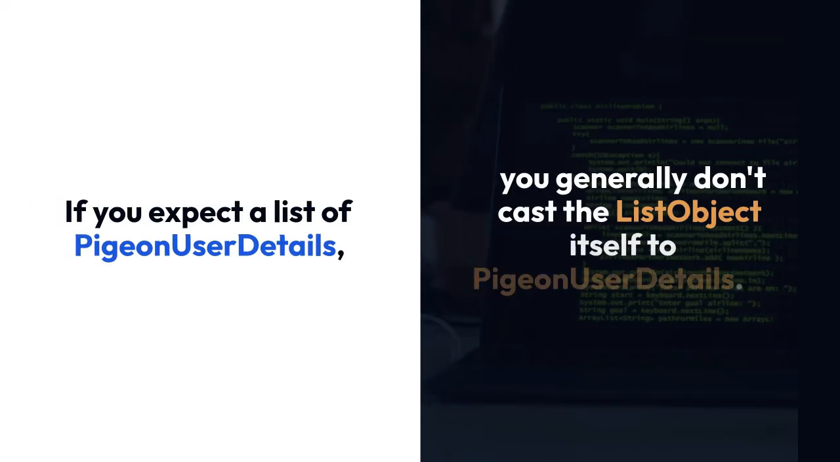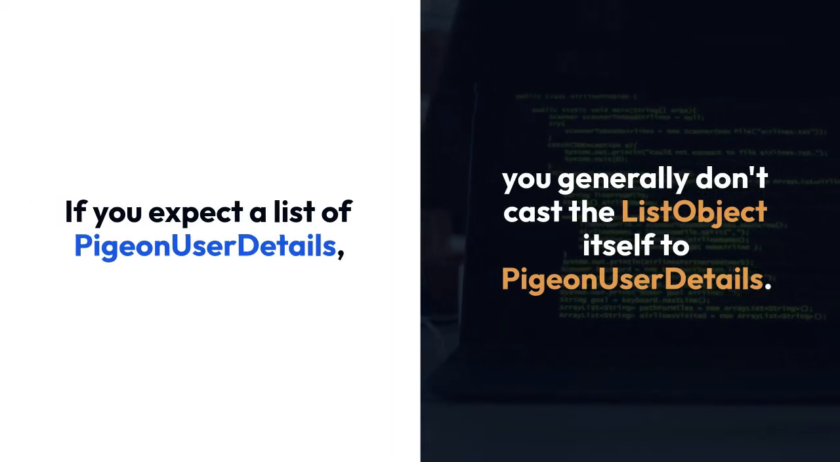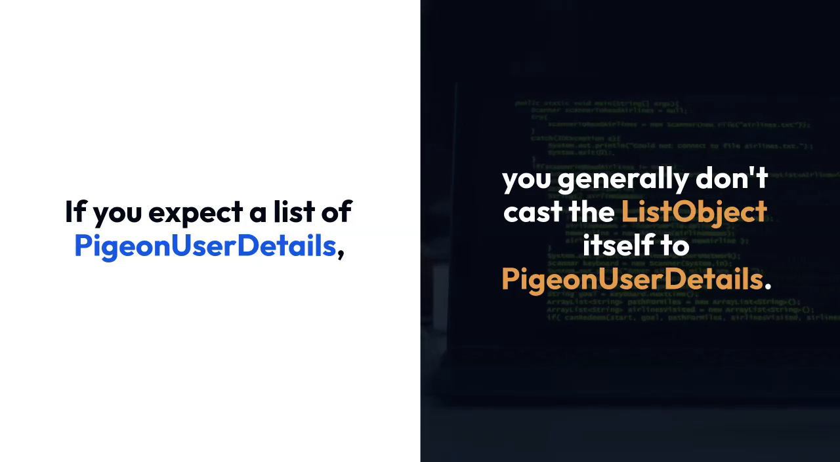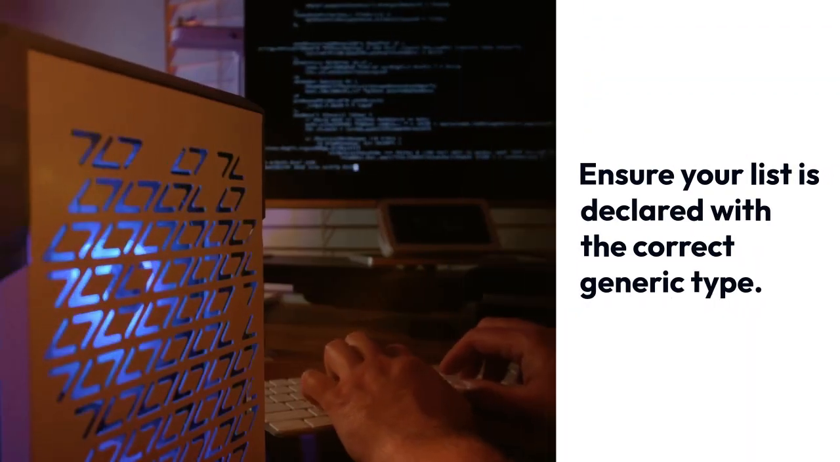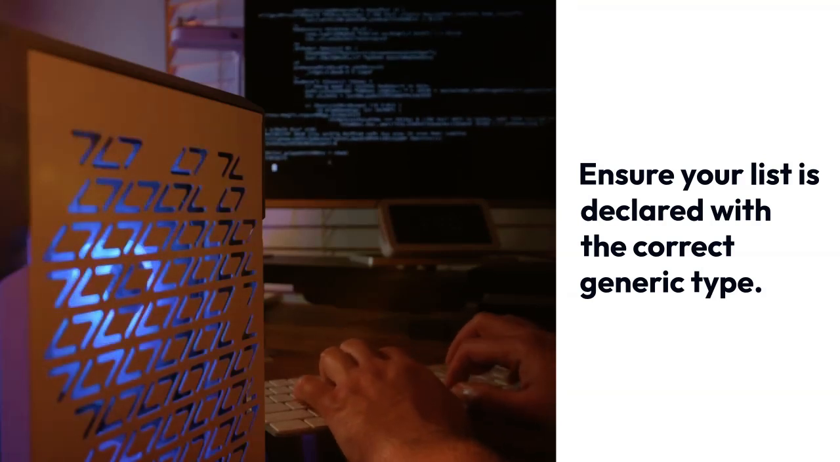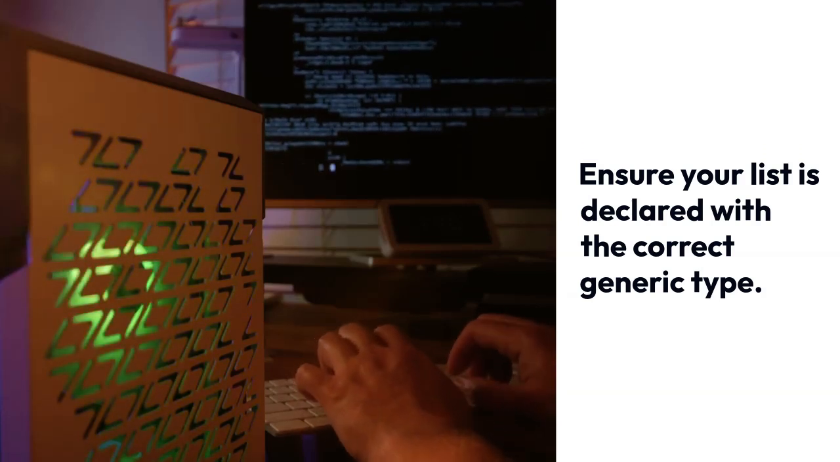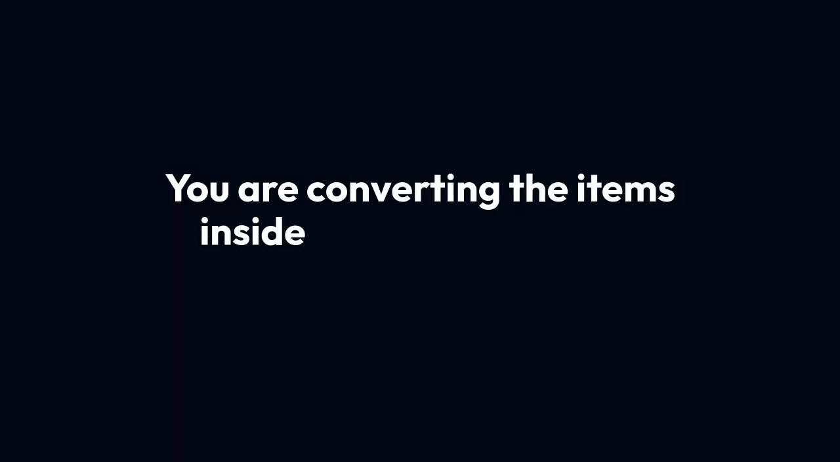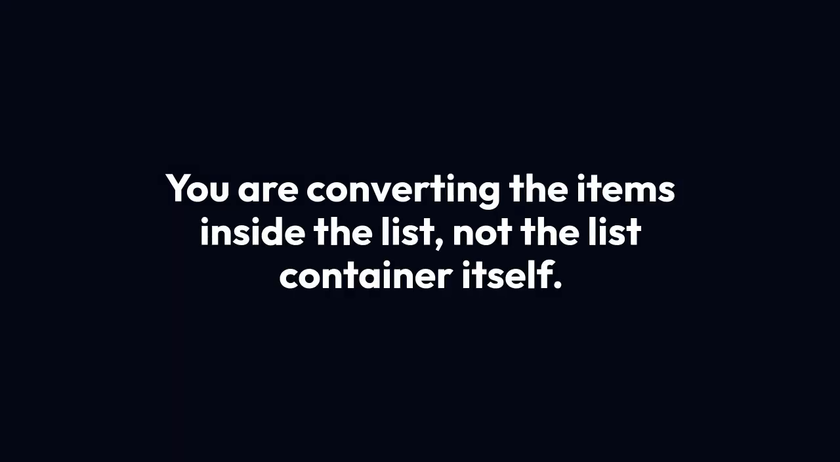2. If you expect a list of PigeonUserDetails, you generally don't cast the ListObject itself to PigeonUserDetails. Instead, if your programming language supports generic lists, like List<PigeonUserDetails>, ensure your list is already declared with the correct generic type. If your list is a more general ListObject, you will likely need to iterate through the list and cast each individual item within the list to PigeonUserDetails as you process them. You are converting the items inside the list, not the list container itself.